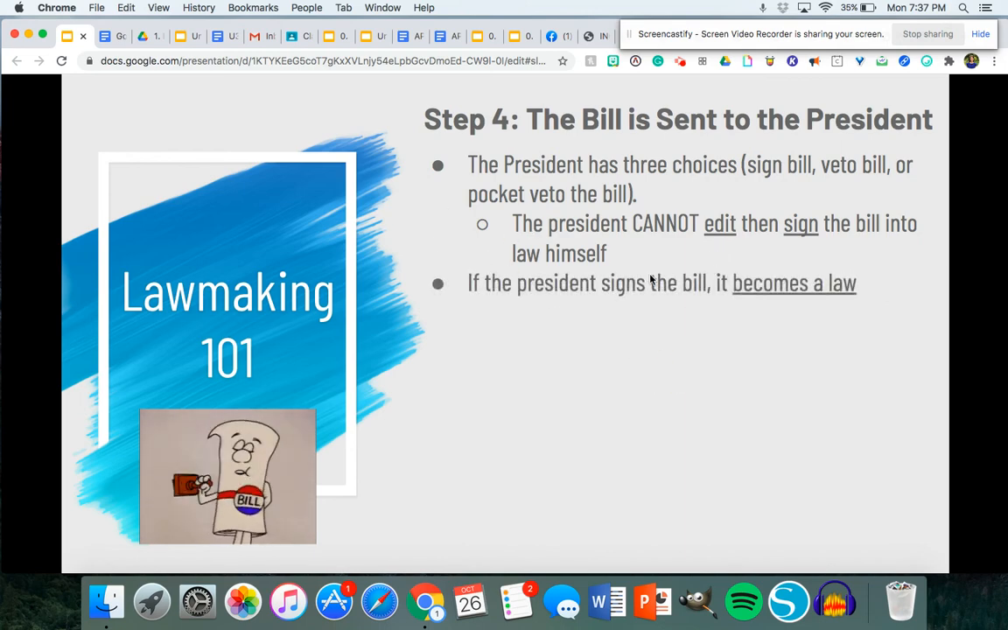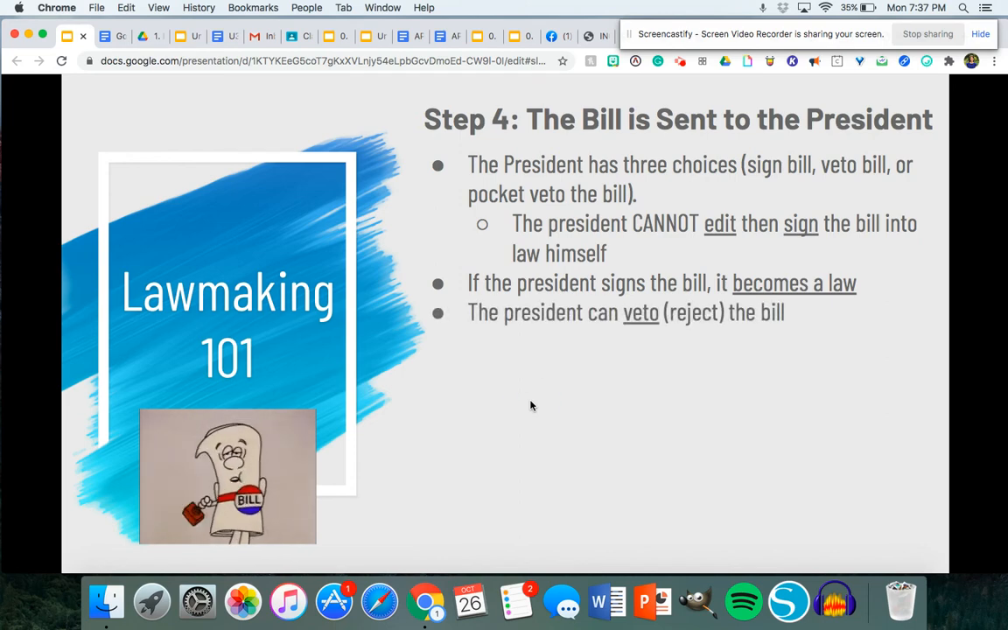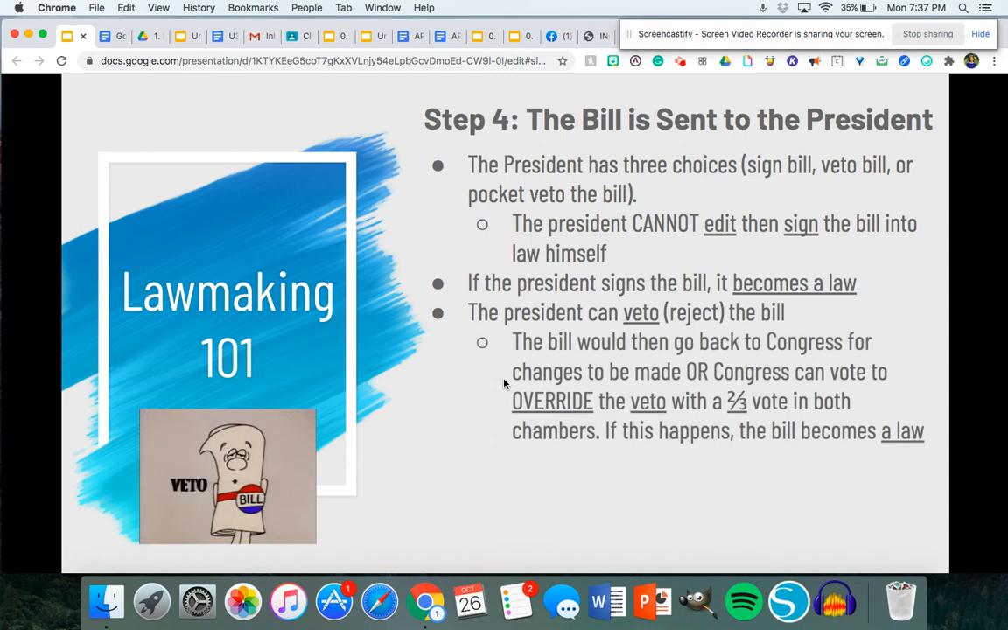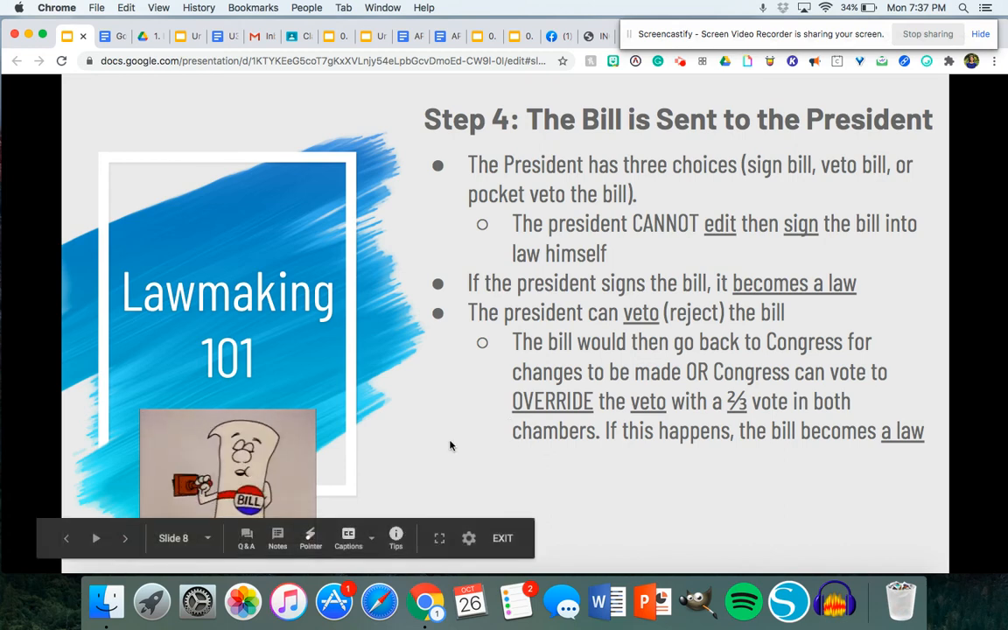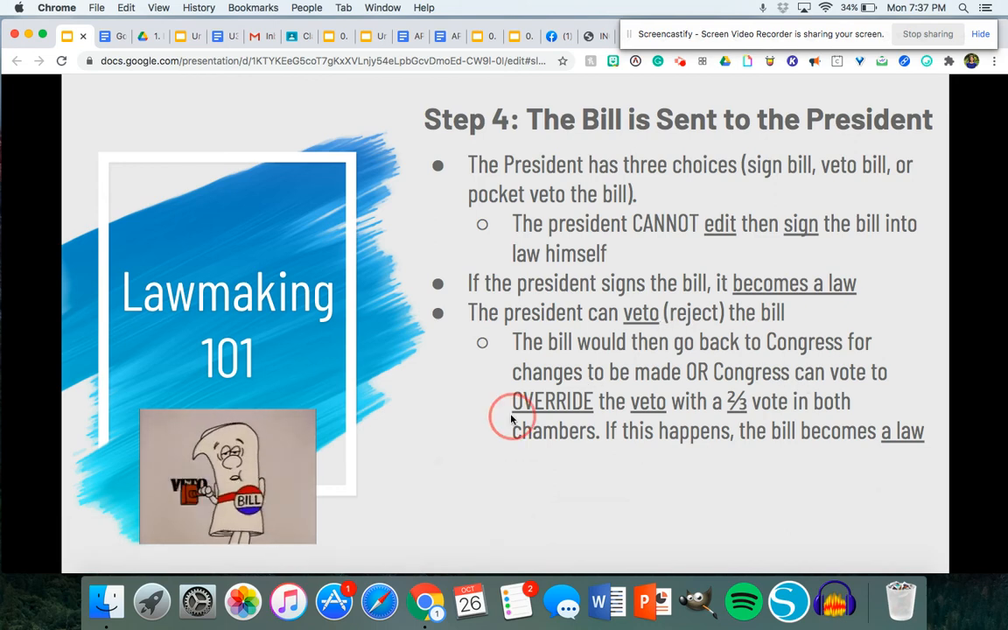Now, one option is to sign the bill. If the president signs the bill, it becomes a law, and that's it. That's the end of the process. The president can also veto or reject the bill. So that's a check on the legislative branch. At this point, if the president vetoes the bill, it would then go back to Congress to be edited or amended, or Congress can override the veto with a 2/3 vote in both chambers. And if this happens, the bill becomes law. So Congress can then check the president as well.